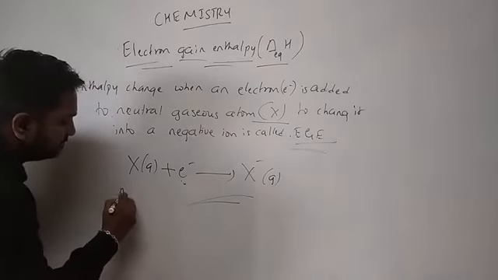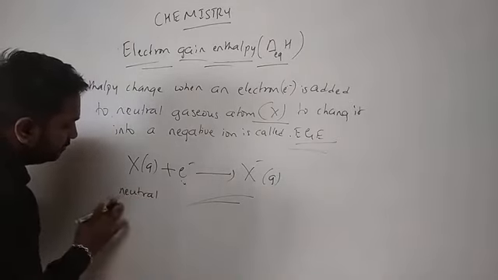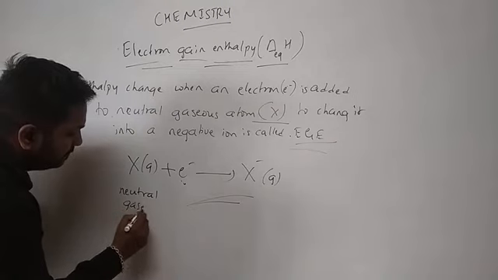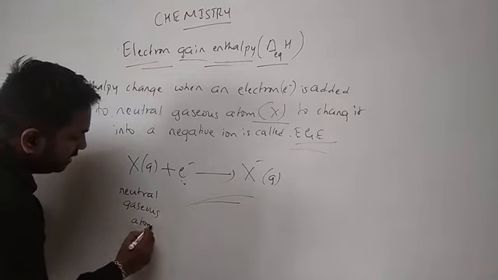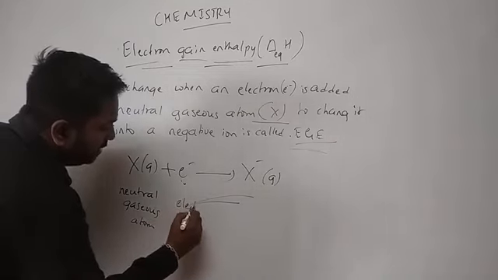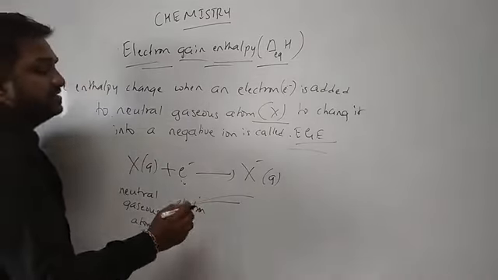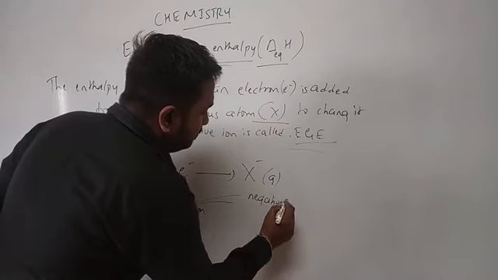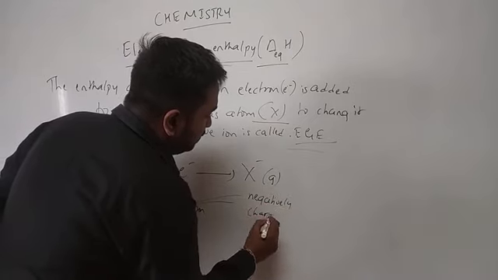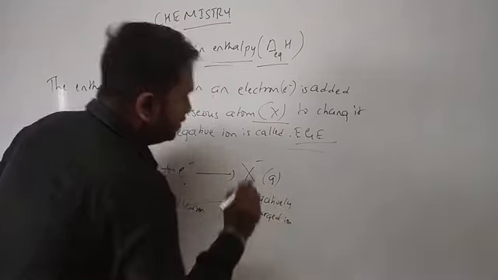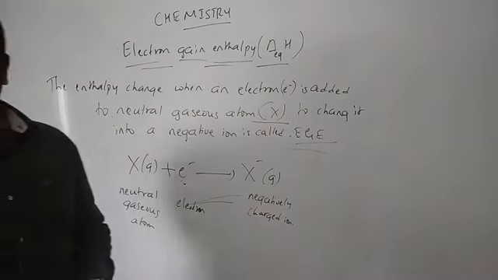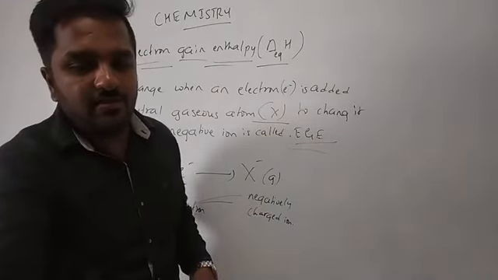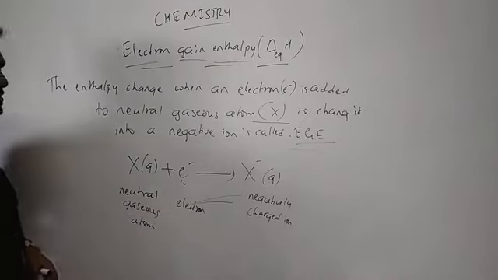So this we call electron gain enthalpy. We have the neutral gaseous atom, we have the electron over here, and this is the negatively charged ion. So this is the concept of electron gain enthalpy. Now let us take more information regarding this.